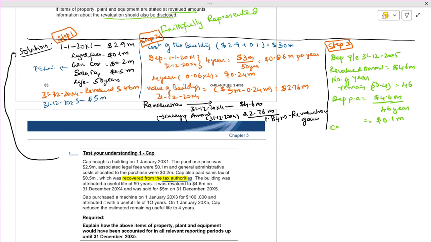Now carrying amount is how much? Carrying amount at 31/12/2005. What is the beginning amount? It is 4.6 million minus 0.1. Okay, this is the depreciation. How much is the carrying amount as on 31st December 2005? After depreciation, it is going to be 4.5 million.